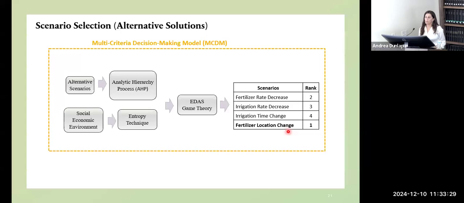The ranking of scenarios to select the best management practice showed that fertilizer location change, which was the pasture management, scenario number 7, was the best scenario, followed by fertilizer rate decrease, then irrigation rate decrease and irrigation plan change. In order to run this management system model, we developed a survey and distributed it to ranch managers there, and to more farmers, to get an interpretation for the social index.